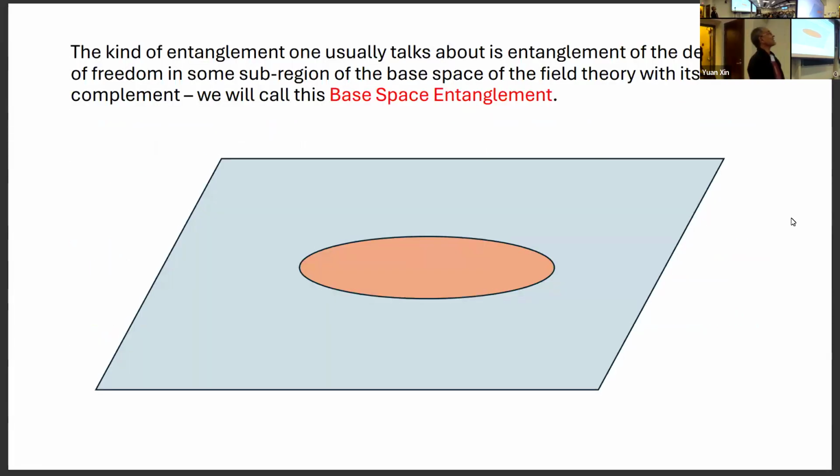When I say that, the kind of entanglement which one usually talks about is entanglement of degrees of freedom which are in some sub-region of the base space on which the field theory is defined. So you have the field theory defined on some space. There is a small region of that space, and you want to talk about the entanglement of degrees of freedom which are inside versus the complement.